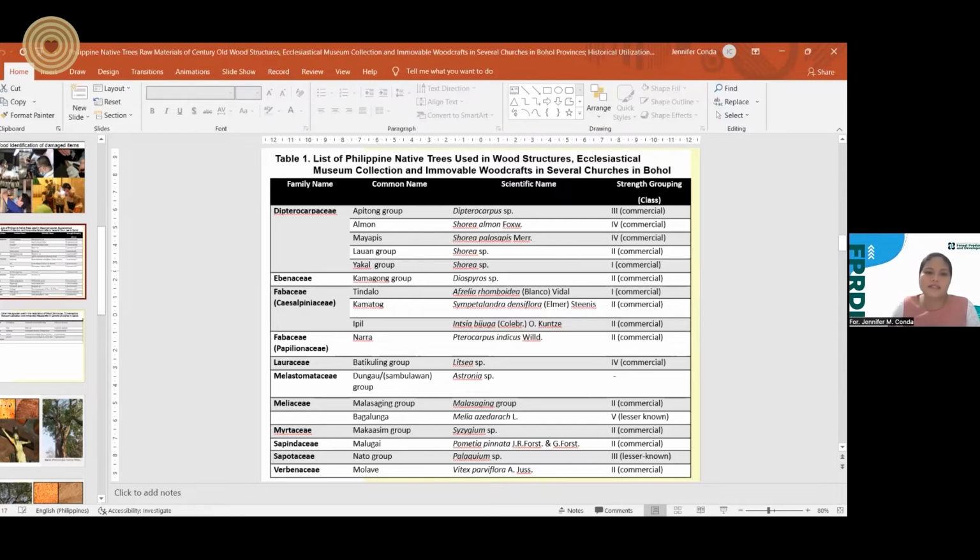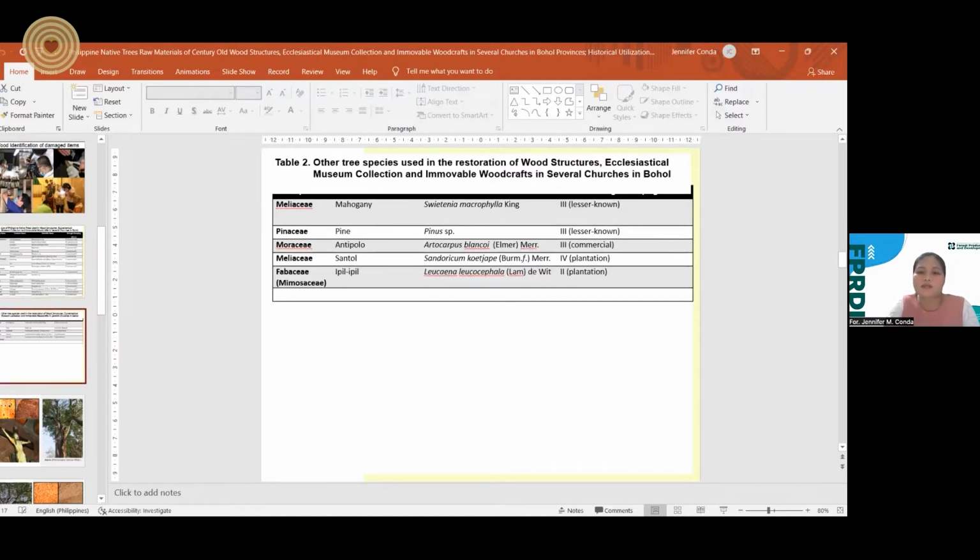Another species is in the Melastomataceae, and then Meliaceae, Bagalunga, Melia azedarach. Others are in Myrtaceae, the Syzygium species, and then Pometia pinnata. Under Sapotaceae, we have the Palaquium, and under Verbenaceae, the Vitex parviflora.